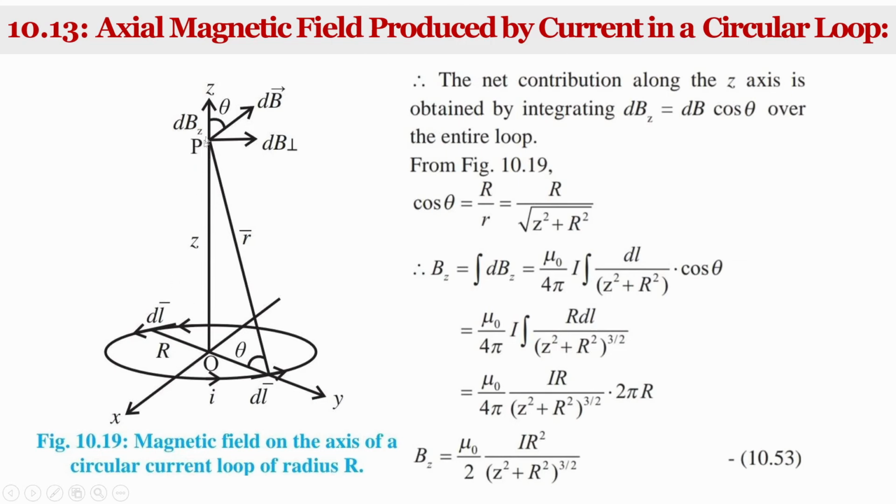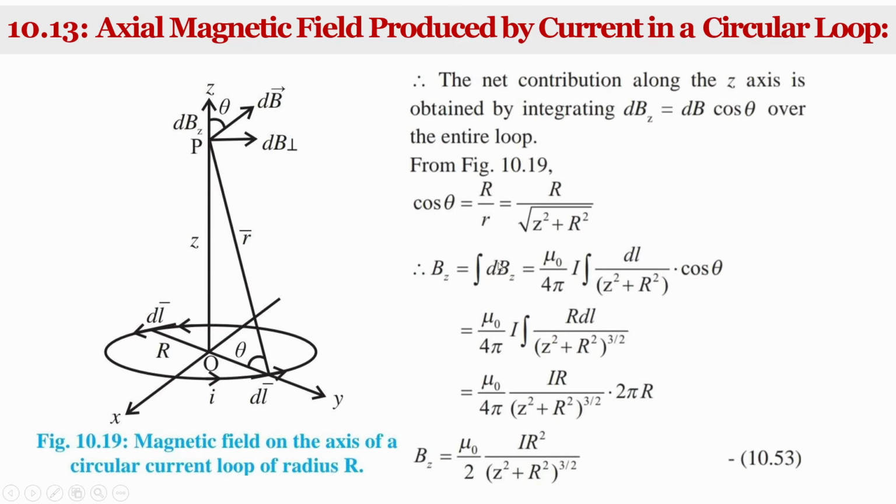Okay, so that is the total magnetic field produced at point P along the z axis, and it can be denoted by Bz. So Bz is equal to the integration of dBz. Here dBz is the magnetic field produced due to each element of length dl, and when we add all the elements, we get a circular loop. So we add all the magnetic fields dBz produced by the elements. So what is the total magnetic field?